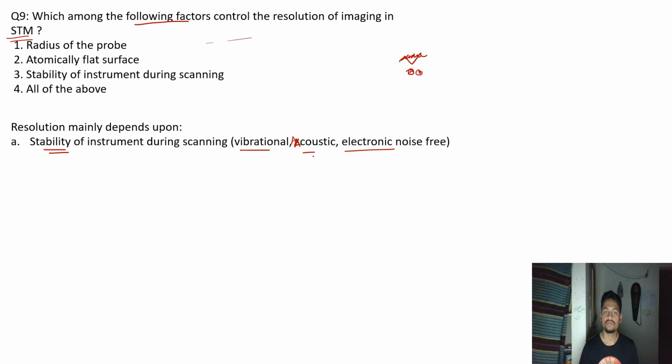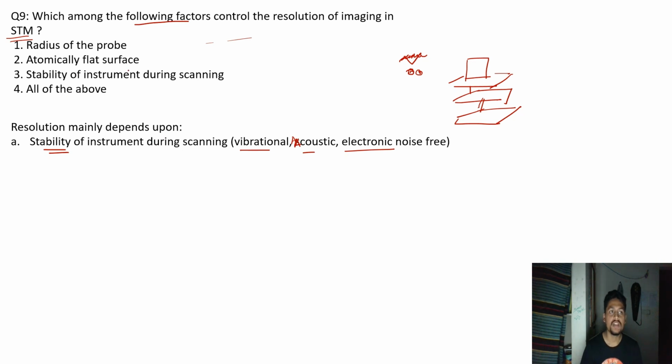Acoustic. So while doing an experiment, one should not talk loudly, and normally the instrument is kept on a damping table, so that a small vibration cannot create noise in the experiment. If, let's say, this is the STM, it is kept above three or four kind of damping tables, right? So that vibration normally doesn't disturb the experiment.